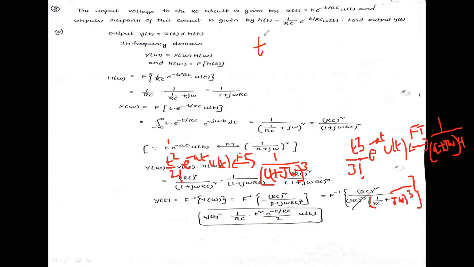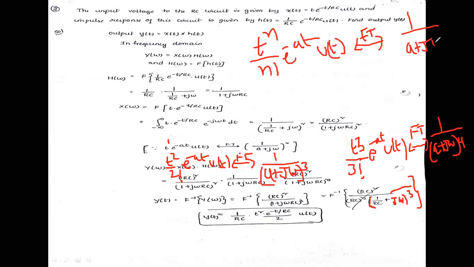So actually the t power n by n factorial e power minus at mu of t, the Fourier transformation is 1 by a plus j omega whole power n plus 1. These are actually the Fourier transformation of the given function. So see here the 1 by rc t square by 2 e power minus t by rc into mu of t. Whatever we got, the y of t is equal to.